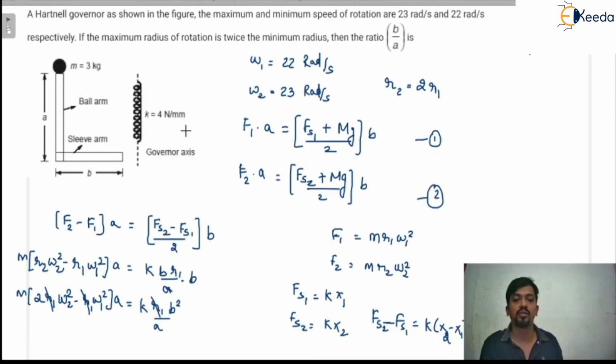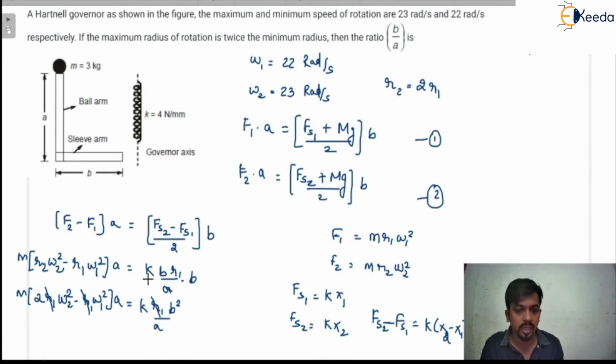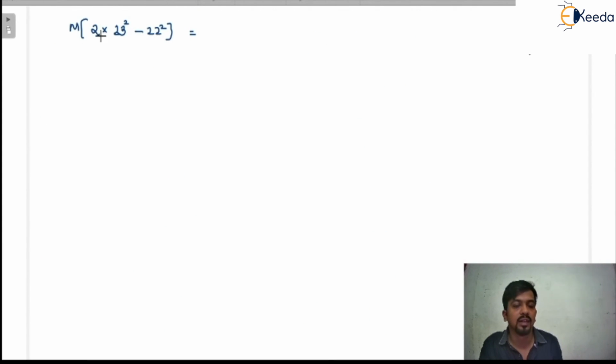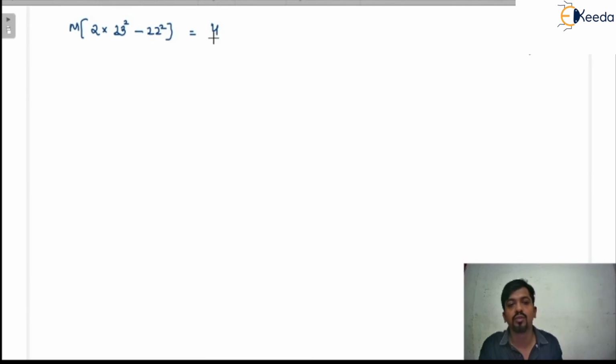The omega 2 value is given in the question, that is 23. That is 2 multiplied by 23 square minus 22 square, divided by 2. I forgot to divide by 2; that would be divided by 2. So here we have m(2 omega 2 square minus omega 1 square) equal to the spring constant, which is given in the question as 4 Newton per mm. So I am converting it into Newton per meter.